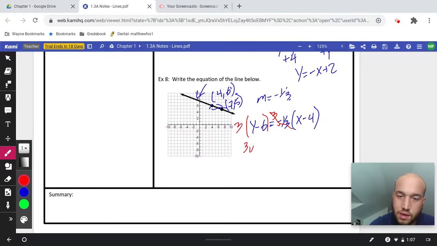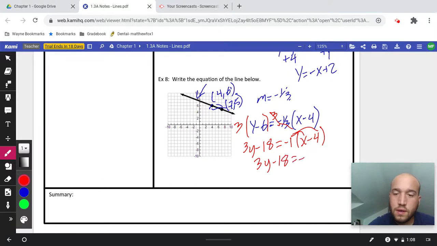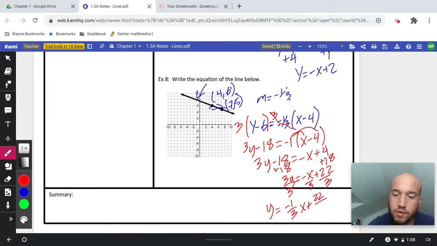So I'll get 3y minus 18 equals -1 times x minus 4. Okay, now distribute that -1 in. So we'll have 3y minus 18 equals -x plus 4. We'll add the 18. 3y equals -x plus 22. And then the only step left, divide all the parts by 3. And our final answer, y equals -1 over 3x plus 22 over 3.